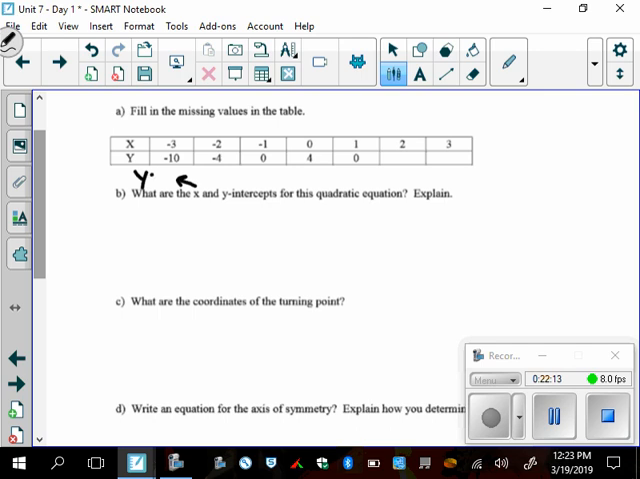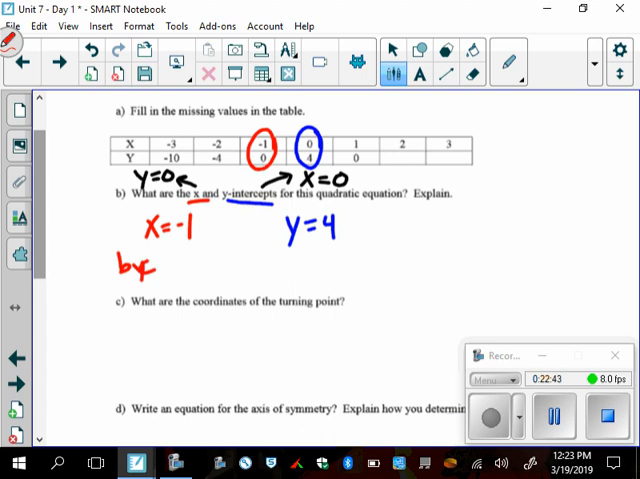So an x-intercept, I want y to equal 0. And a y-intercept, I want x to equal 0. So if I was looking at this, my x-intercept would be right here, because that's when y is 0. And my y-intercept would be right there. That's where x equals 0. Okay, so you can explain by saying this one is because y equals 0, and this one is because x equals 0.